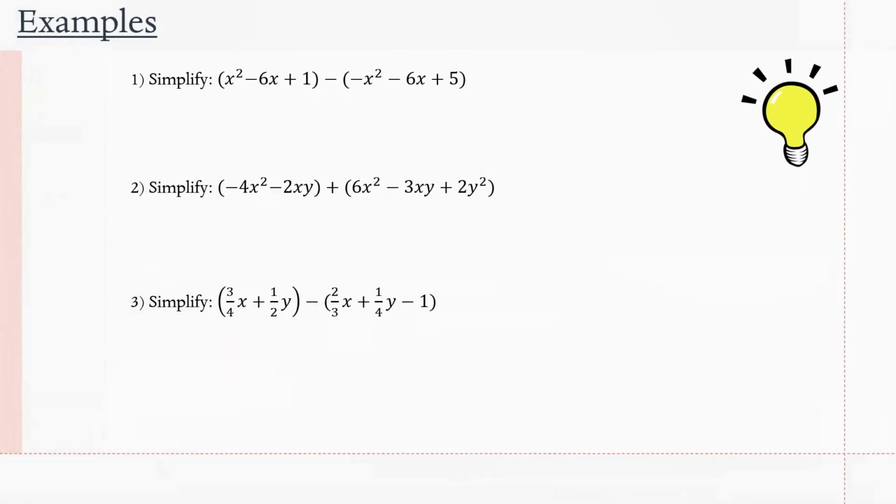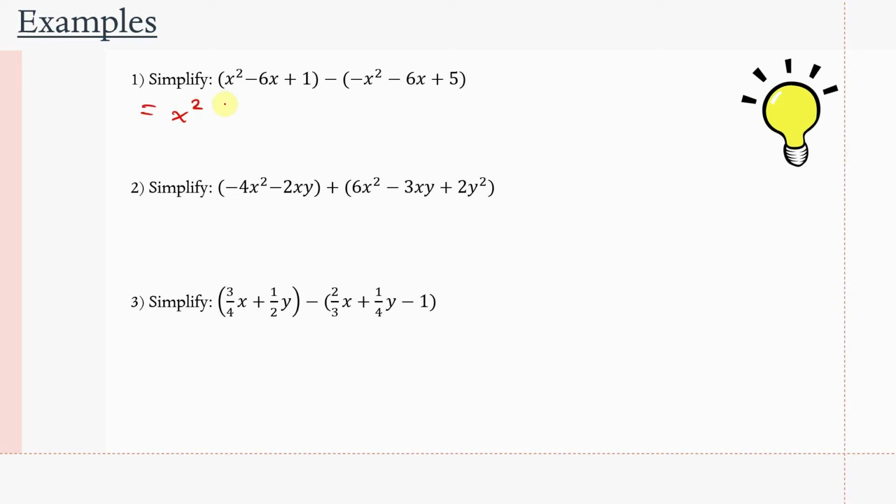Okay, so now let's move on and do some examples using these two steps that we just learned. So the first example, it says simplify the expression (x squared minus 6x plus 1) minus (negative x squared minus 6x plus 5). So as I said before, step 1 is to get rid of the brackets. In the first set of brackets, we have a positive before the brackets, so we just want to keep all the signs the same. So here we go.